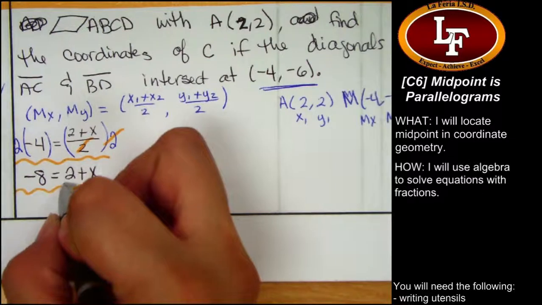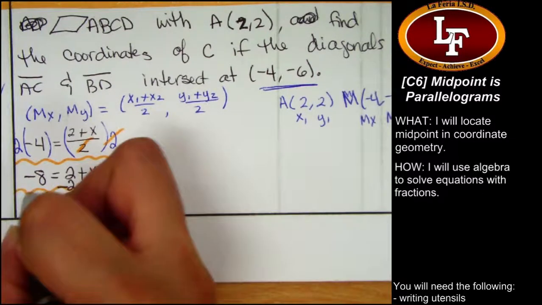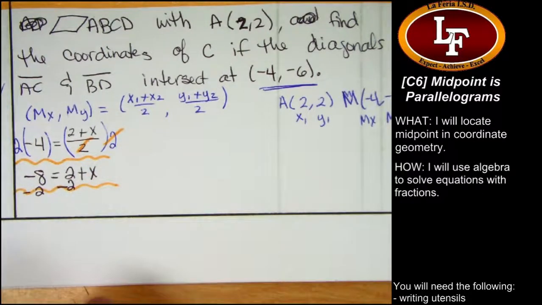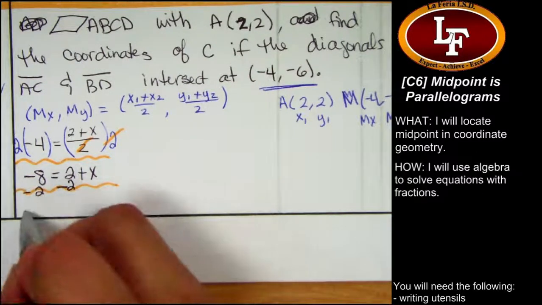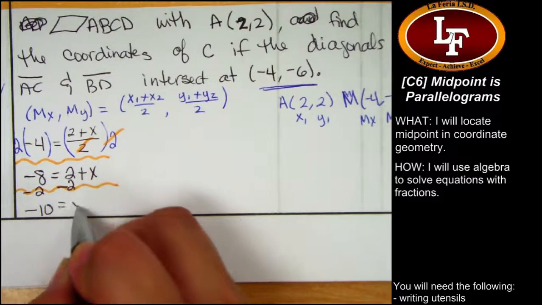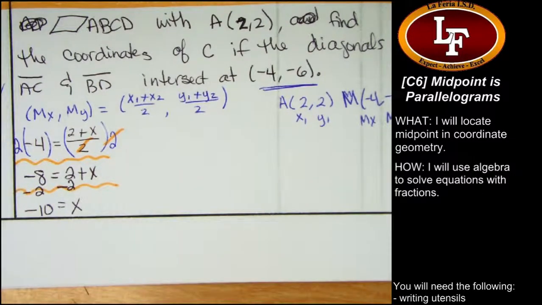And so I can start to remove this 2 because it's in the way. What I do to one side, I have to do to the other. -8 minus 2 is -10. And so the x-coordinate is -10. Pause the video now, work through the midpoint of y, and when you unpause, I'll walk it through for you very quickly. Take a moment to pause the video now.